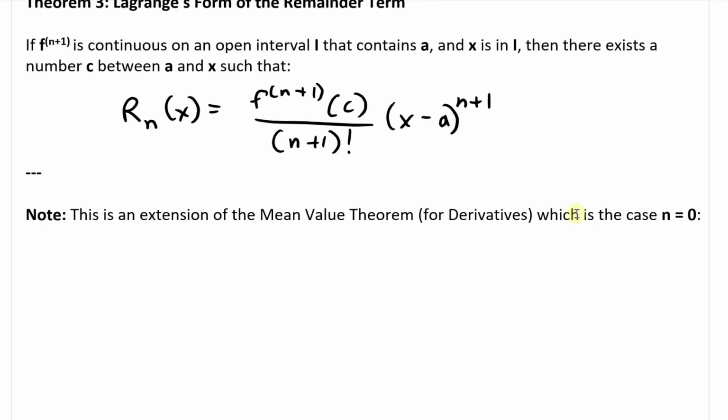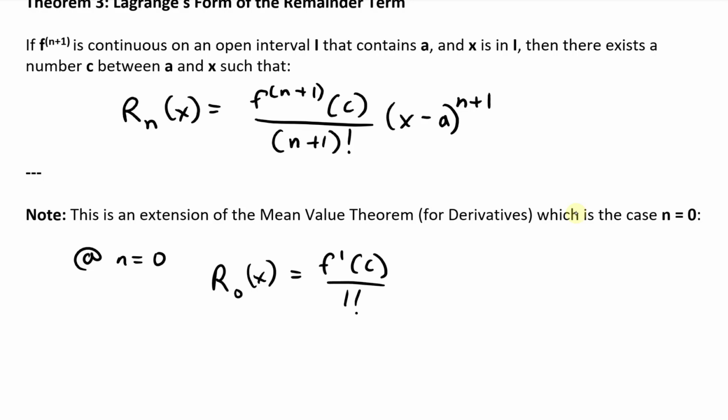So at n equals 0, we're going to have R_0(x) equals f^(0+1)(c), that's just the first derivative at c, divided by (0+1) factorial, times (x minus a) to the power of 0 plus 1. In other words, this equals f'(c) times (x minus a).